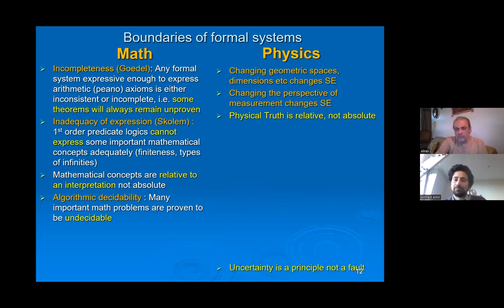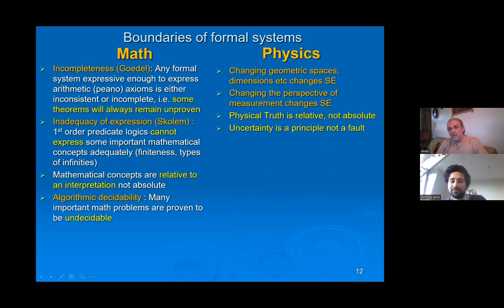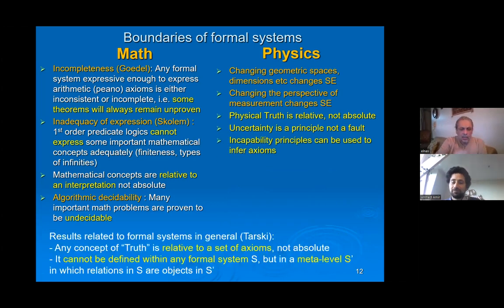Physical truth is relative, not absolute. Now, this is very important. Uncertainty is a principle, not a mistake. At that time, people thought that uncertainty was only because we didn't have the right instruments and so on. But now there is a more general result.